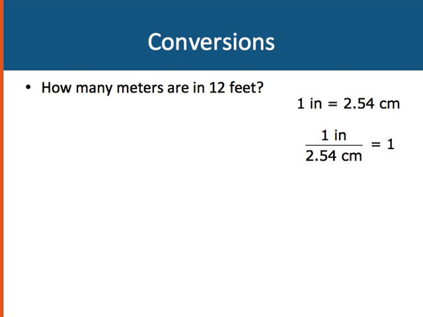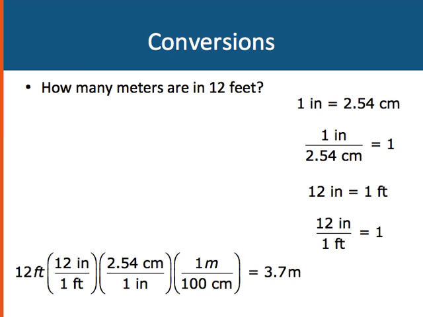So another value of 1 we might need is 12 inches is equal to 1 foot. So 12 inches over 1 foot is equal to 1. So how do I use that? Well, the conversion, 12 feet. First thing I'd multiply by 12 inches over 1 foot. That's equal to 1, so it doesn't change it, but the feet cancel out, and I'm left with the unit of inches. Well, I want to get rid of inches, so I can multiply by another appropriate value of 1, 2.54 centimeters over 1 inch. The inches cancel out, and I end up with centimeters. But I wanted meters, so 1 meter is 100 centimeters. The centimeters cancel out, and all I'm left with then is meters, and so I get 3.7 meters.